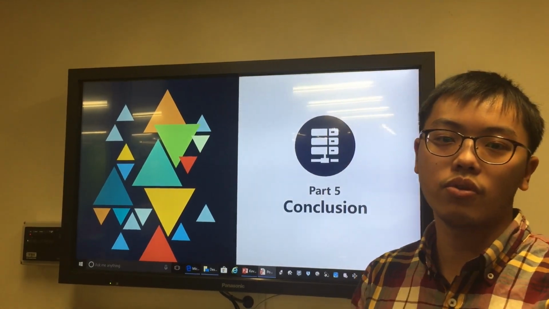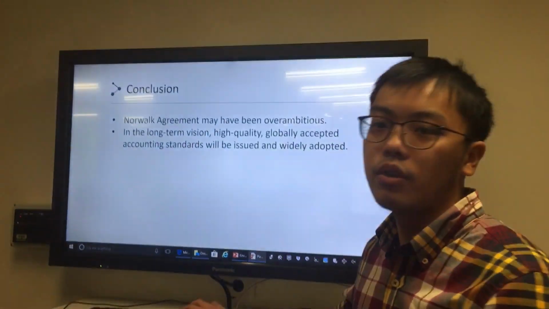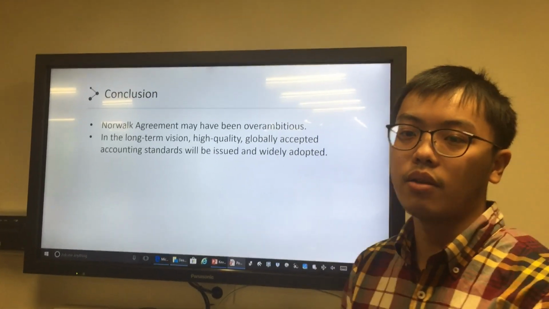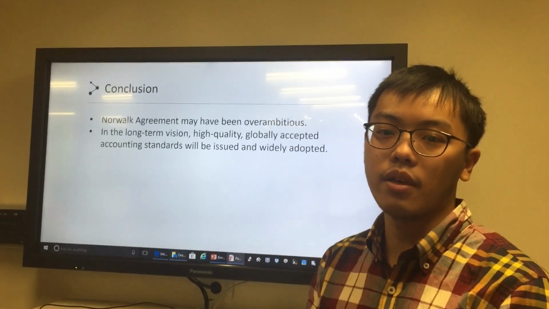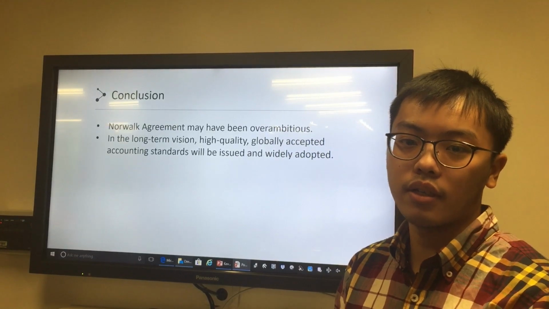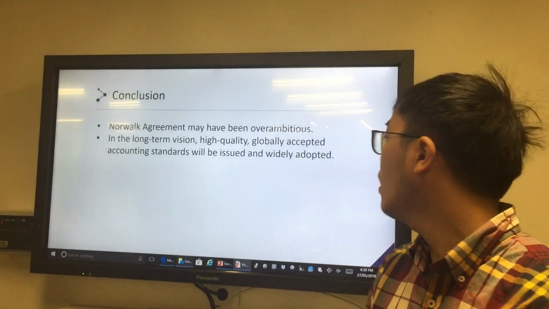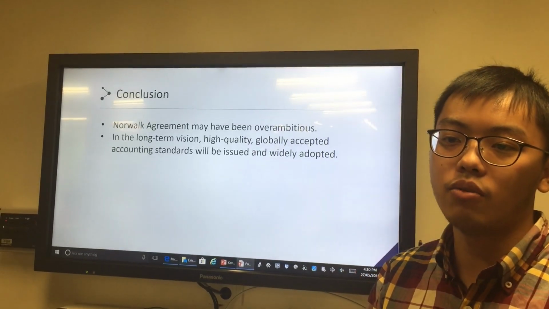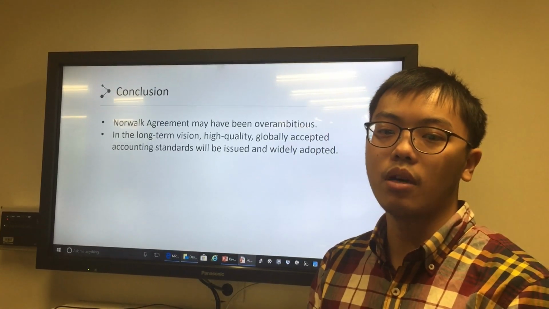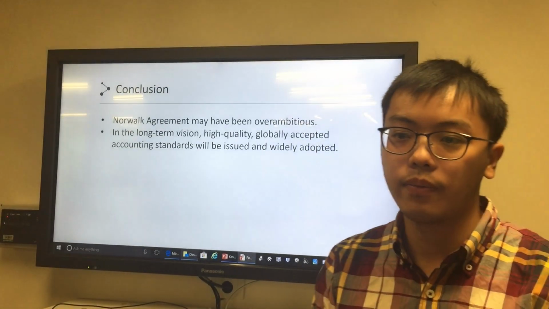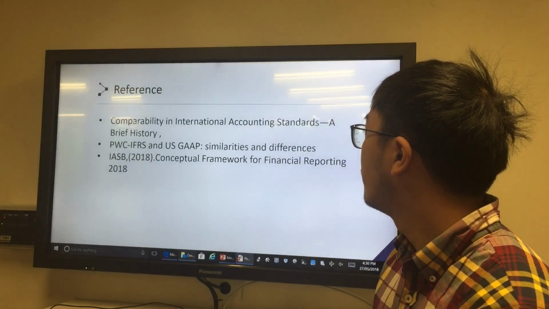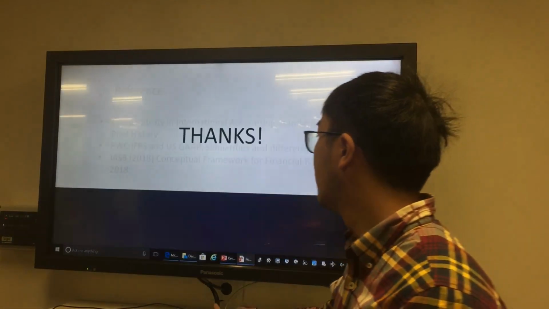In conclusion, with the convergence effort seeming to have reached an impasse, it appears the Norwalk Agreement may have been overambitious, but the trend toward a one-fits-all accounting standard is clear. I believe that in the long-term, high-quality, globally accepted accounting standards will be issued and widely adopted. These are our references. Thank you.